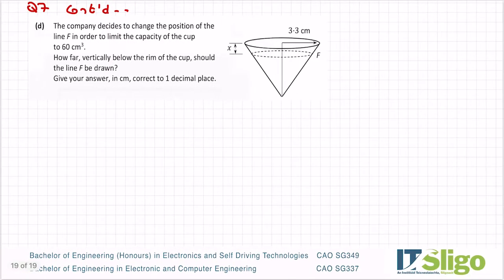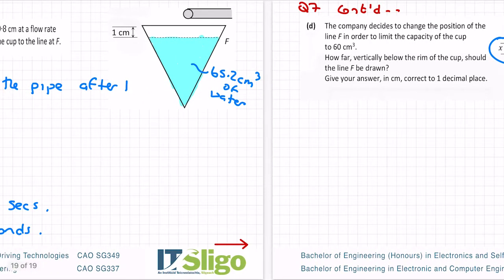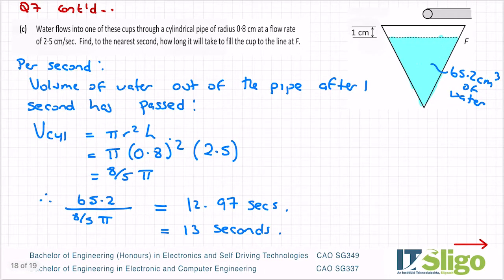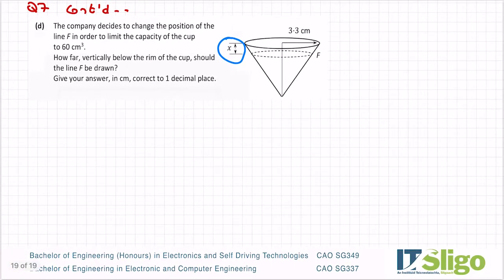Okay, part D then. The company decides to change the position of the line F in order to limit the capacity of the cup to 60. How far vertically below the rim of the cup should the line F be drawn? So we need to figure out X. Give your answer in centimeters correct to 1 decimal place. They don't want 65.2 centimeters cubed of water in the cup. They want to limit it to 60. So we're going to come down more than the 1 centimeter in that case.